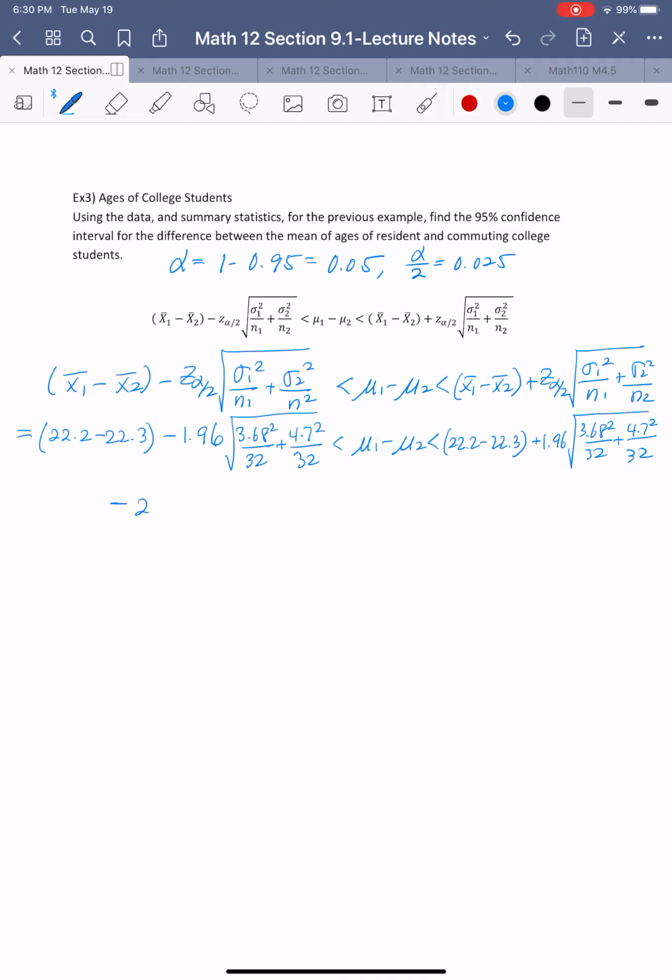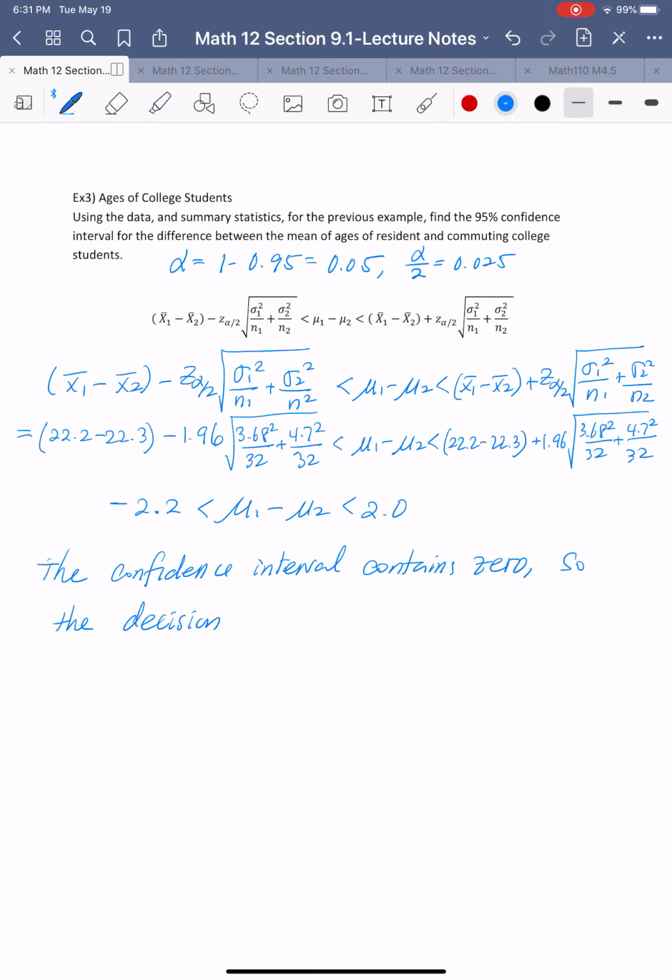Then when you simplify, it becomes negative 2.2 less than mu sub 1 minus mu sub 2 less than 2.0. So since one end is negative and the other is positive, the interval includes 0. What you can conclude is that the confidence interval contains 0, so the decision is to not reject the null hypothesis.